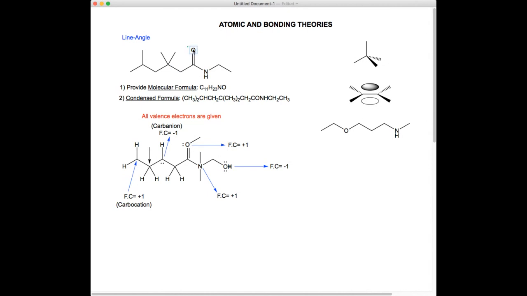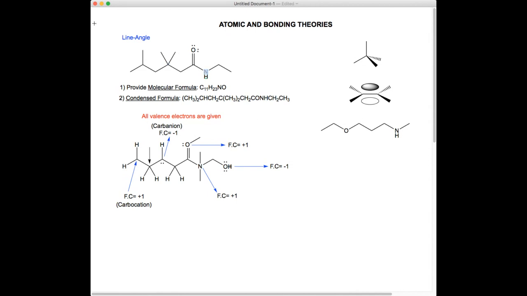What about the oxygen? So this oxygen, how many bonds do we see in this oxygen? Two bonds, right? So that's correct. Two bonds, oxygen is in group six. Six valence electrons. I only see two here, so I'm missing four valence electrons. So I'm gonna add two lone pairs. Correct?